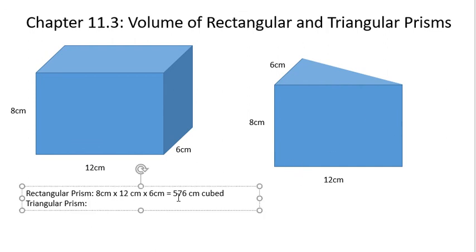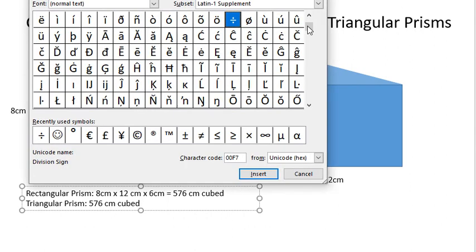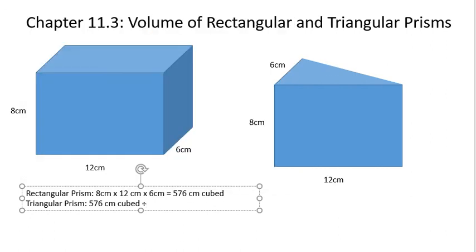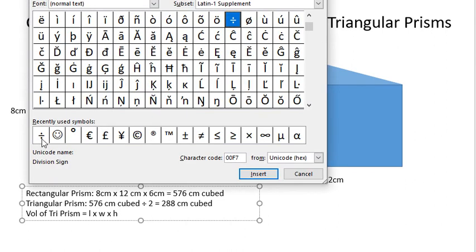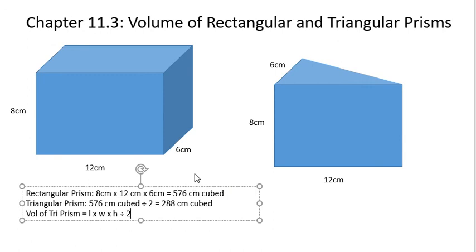So we have here the volume of this entire rectangular prism is 576 centimeters cubed. But that's the whole thing. I want only half of it. So I'm going to divide it by 2. So 576 divided by 2 equals 288 centimeters cubed. In other words, if you wanted to find a formula for this, you could write down that the volume of a triangular prism would be length times width times height, and then all of that is divided by 2. Right there. And that would be the formula when you have a triangular prism.